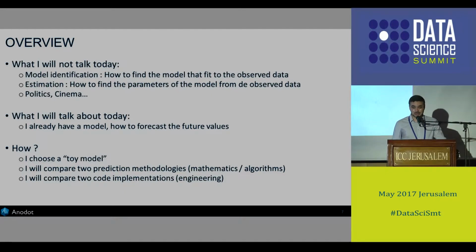What I will not talk about today is the first part: how to create a model from data. To create a model, first you need to choose which model you want. This is what we call model identification. And the second part is how to estimate the parameters of the model. These two parts I will not discuss today.